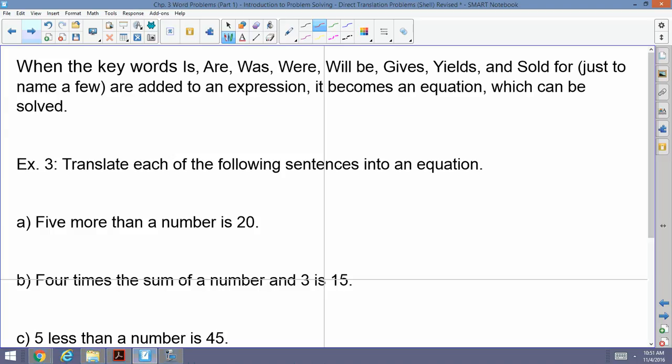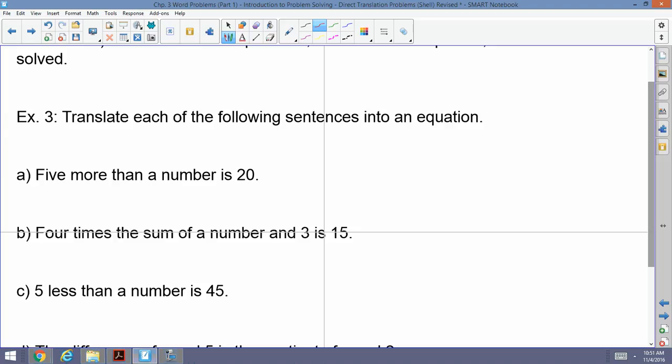Whenever you add an equal sign to an expression, it becomes an equation. So I know that sometimes I'm a stickler, and I say, no, that's not an equation. It's not me being a jerk, guys. It's me being real. An algebraic expression does not have an equal sign. An equation does. So I want to translate each of the following sentences into an equation. 5 more than a number is 20. Bam. 5 plus x equals 20.